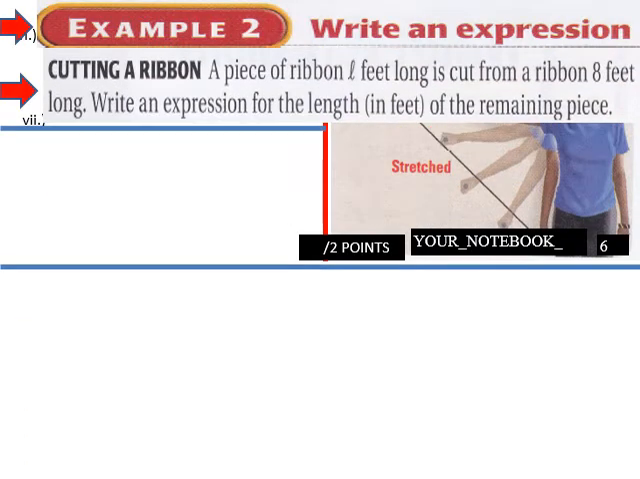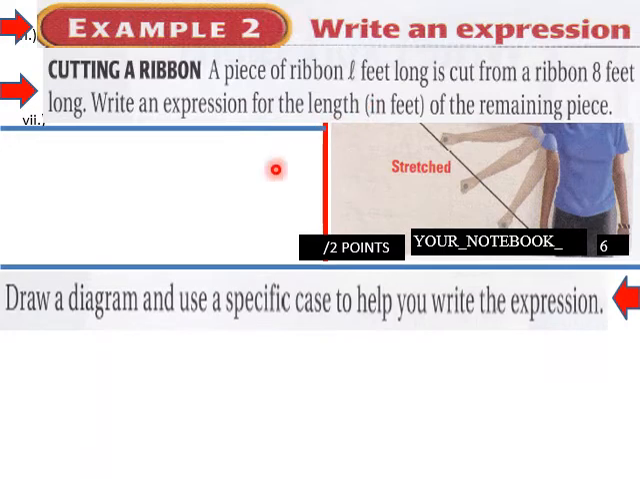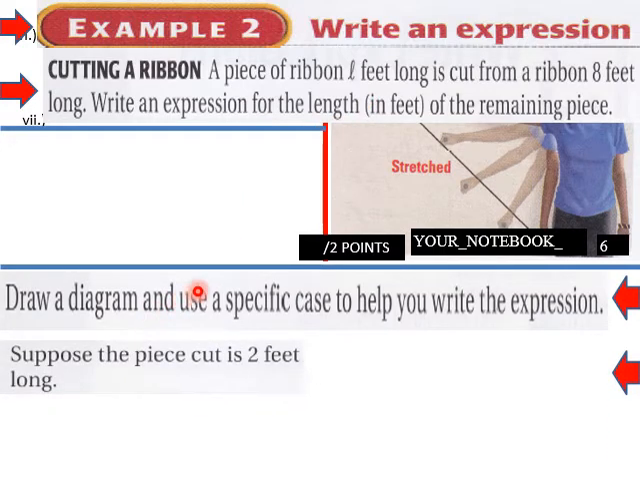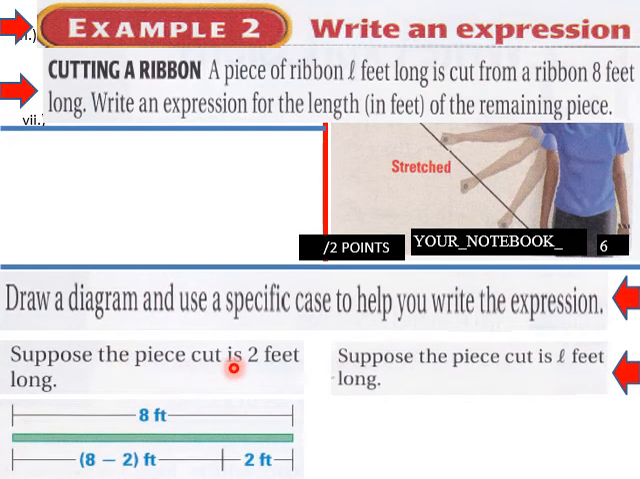Okay, example 2, cutting a ribbon. A ribbon is cut from 8 feet long. Write an expression for the length in feet of the remaining piece. Draw a diagram. Suppose the piece cut is 2 feet long. So here is 2 feet. Here we have an 8-foot piece, and we cut 2, right? So what we have left is this, 8 minus 2. That's what this piece is.